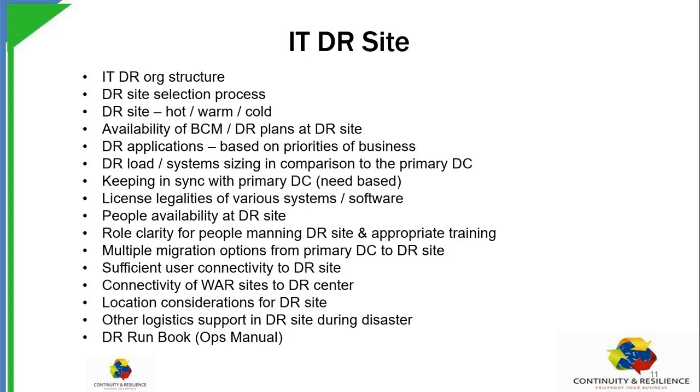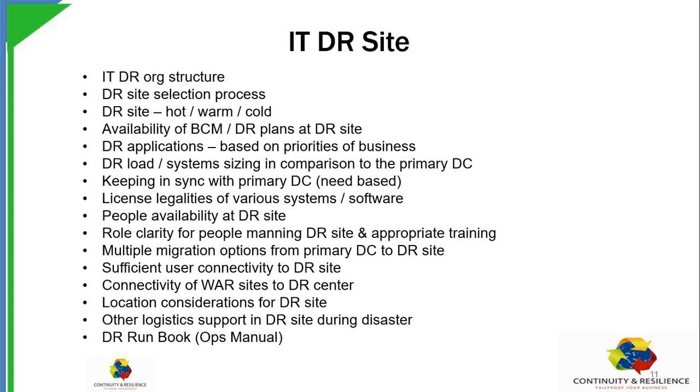But in situations where the links are not there, or for some reason the primary data center is based out of your primary location where employees were sitting and something happened to the building, people have to move to the alternate work location. That work location is called a war site. That's your work area recovery site.